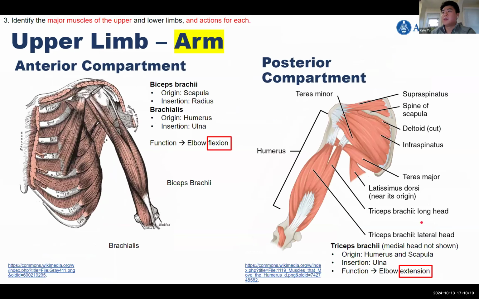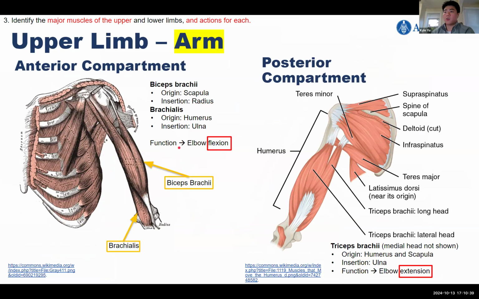All right, so next we're going to go into the arm muscles. Like I mentioned earlier, we have the biceps brachii muscle and the brachialis muscle. So the biceps attaches at the scapula and inserts onto the radius. And then the brachialis comes from the humerus and inserts on the ulna. And again, this is responsible for elbow flexion.